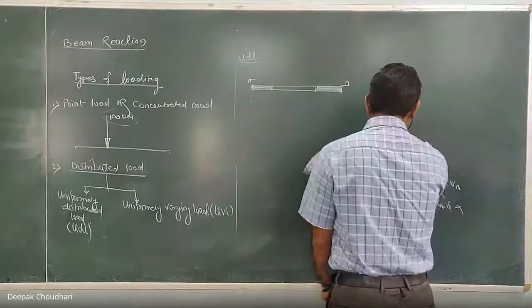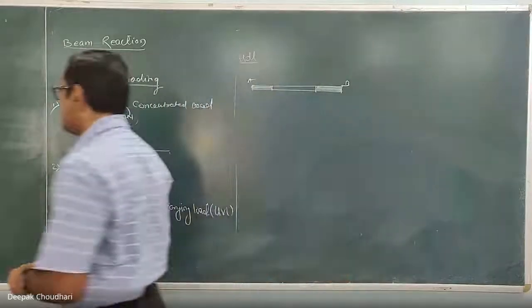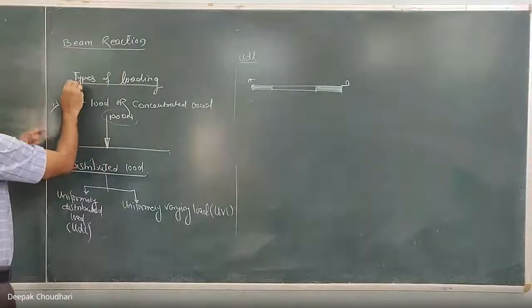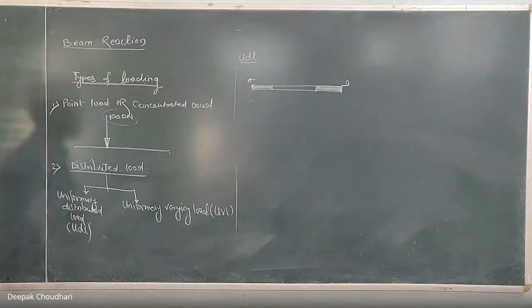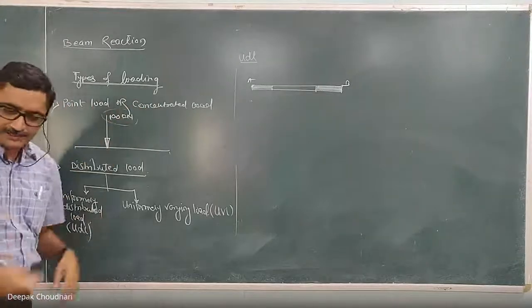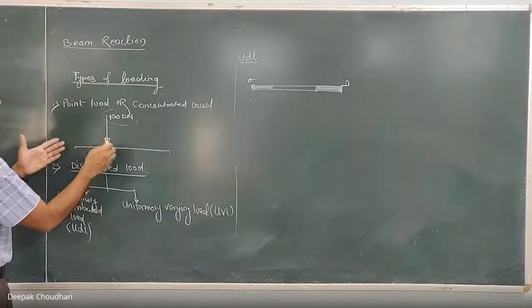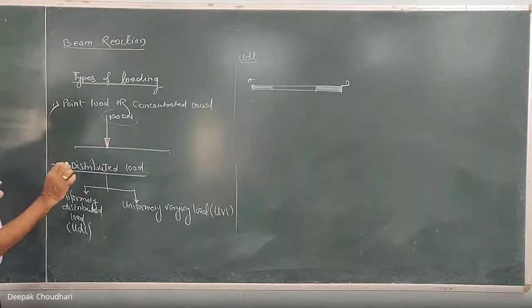Then I told you about the beam reactions, which are the different types of loading. The next point, types of loading. Which are the different types of loading? The first type of load was the point load or the concentrated load. What is that point load or the concentrated load? When the effect of the entire load is concentrated at one point.